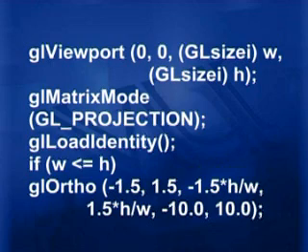And then we test if w is less than or equal to h, and then we are going to call glOrtho with the parameters -1.5, 1.5, and -1.5 times h over w, and 1.5 times h over w, and then of course -10.0 and 10.0. And this would be done when width is equal or lesser than the height. Otherwise, glOrtho would be called with the parameters -1.5 times width over height, 1.5 times width over height, -1.5, 1.5, and then of course the pair -10.0 and 10.0.